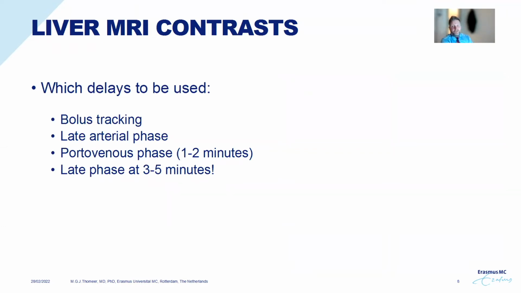What are now the general things to be kept in mind when performing contrast-enhanced liver MRI? First, you need to scan in the late arterial phase, best by combining bolus tracking with multiple arterial scans. After this, the portovenous phase at 1-2 minutes. You will always also need a 3 to 5 minute scan.